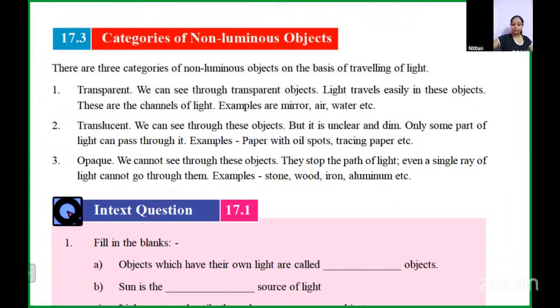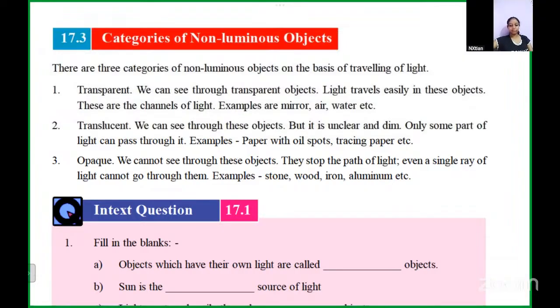First is transparent objects. We can see through transparent objects. We can easily see through them. Why? Because light travels easily in these objects. These are the channels of light. For example, mirror, air, water, glass. These are all transparent and light easily passes through them, and reflects.